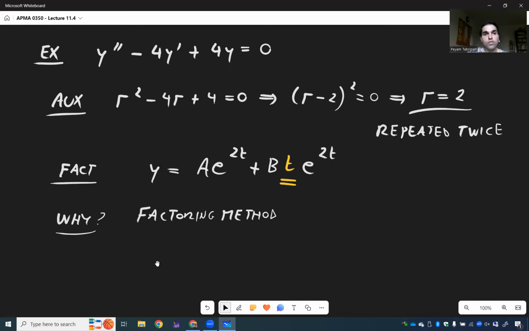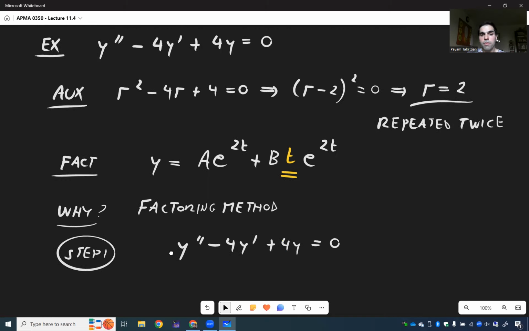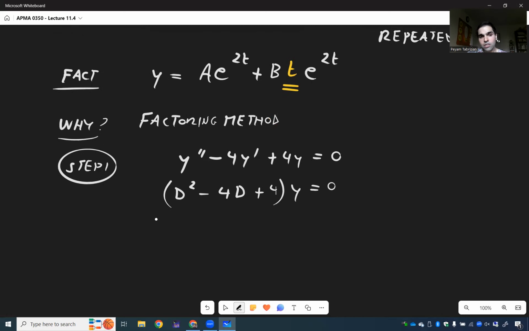So the first step is to write the differential equation in terms of our differential operators. So y double prime minus 4y prime plus 4y equals 0. That gives you d squared minus 4d plus 4 y equals 0. But I know you want to write this as d minus 2 squared, but instead, let's write it as d minus 2 times d minus 2 y equals 0, because we want to employ the same technique.